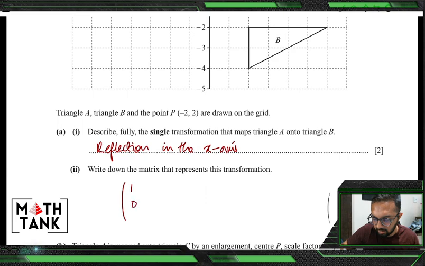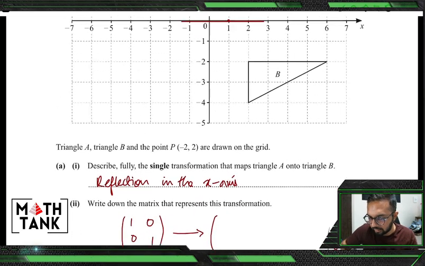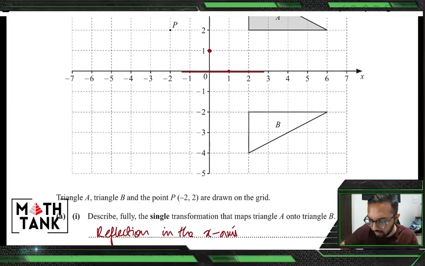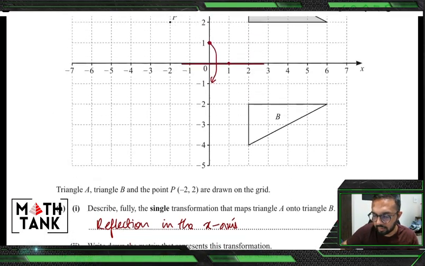Then it says write down the matrix that represents this transformation. Again, you did this earlier, 1, 0, 0, 1, and then it gets transformed to what? This point would remain where it is. So it would remain at 1, 0, and that other point, that 0, 1, would get transformed to 0, minus 1. So that should be the point.